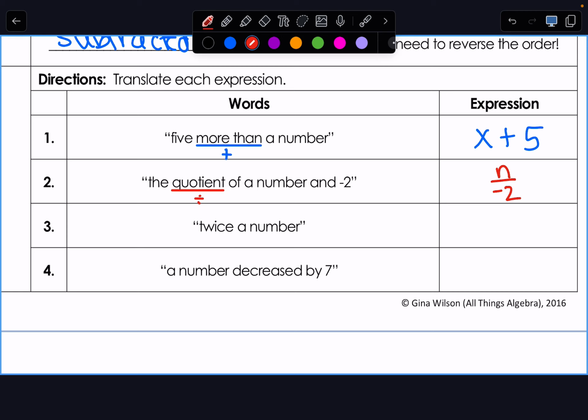All right. Number 3 is twice a number. Twice is what we're going to underline. And what operation is that signifying? Okay, this means multiplication, specifically times 2. So twice a number. So I'm going to do 2a. Why not?